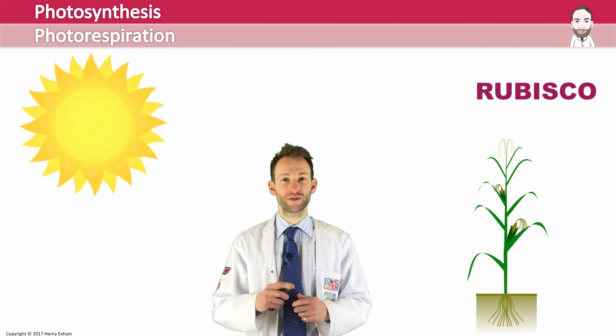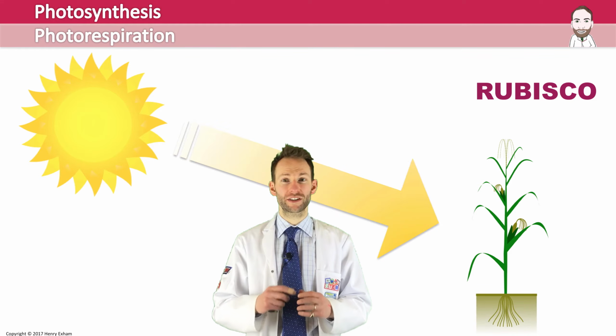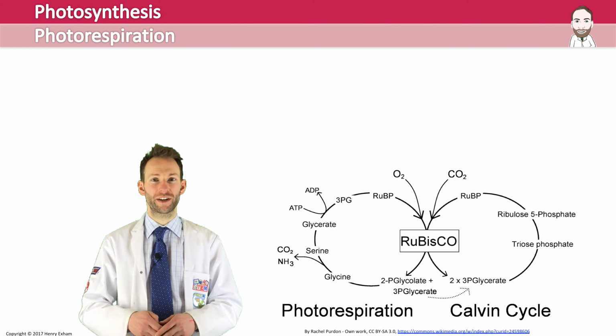If the temperature is too high, what happens is that the stomata of the plant will close to prevent excess water loss. Oxygen quickly builds up as a waste product from the photosynthesis, and it starts binding to RuBP instead of carbon dioxide. Now this is what is called photorespiration. Therefore, in this case, oxygen is acting as a competitive inhibitor of the enzyme Rubisco. It's an unwanted reaction and it reduces the rate of photosynthesis.